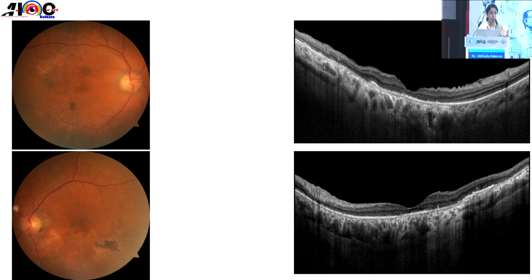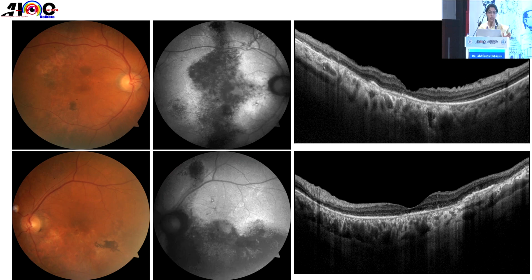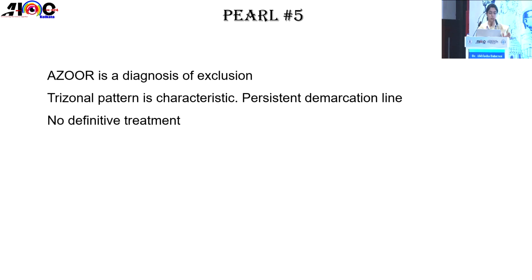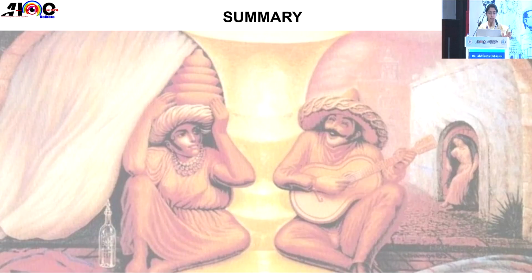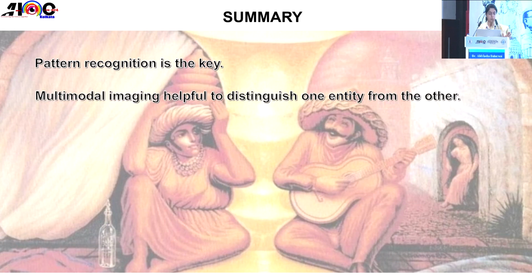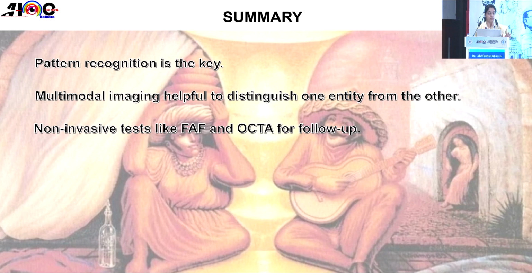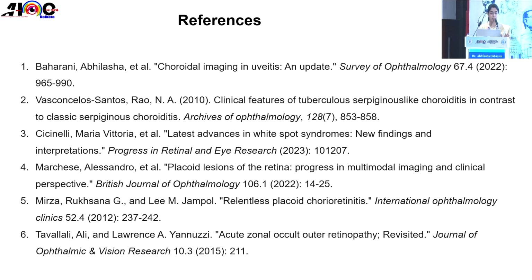Now this particular case was being treated as AZOOR. He was on steroids for the past 4 years, on and off. But this is actually a case of CSR. And here we do not see the trizonal pattern. So AZOOR is a diagnosis of exclusion. Trizonal pattern is characteristic, and there is no definitive treatment. So to summarize, pattern recognition is key in the diagnosis of white dots. Multimodal imaging helps to distinguish one entity from another, and non-invasive tests like autofluorescence and OCTA should be used for follow-up. Thank you.